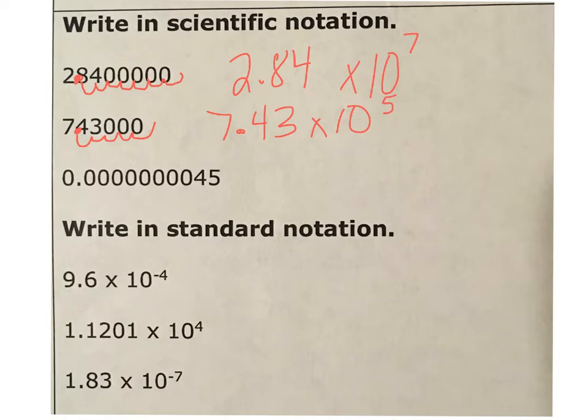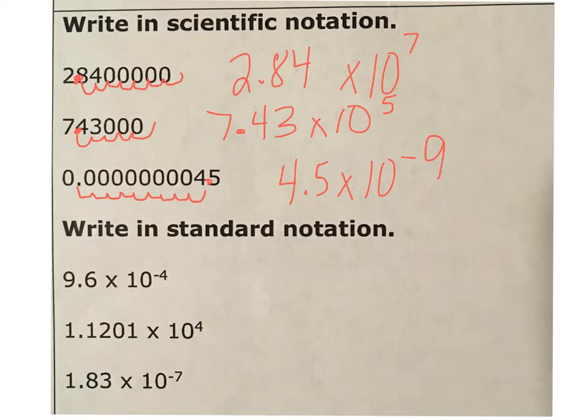Next one, because it's moving in the opposite direction, it's going to be a negative exponent. So it's times 10 to a negative exponent. Same thing though, my first term has to be less than 10 but more than 1. And then I count how many steps it moved. 1, 2, 3, 4, 5, 6, 7, 8, 9. So that would be to the negative 9.